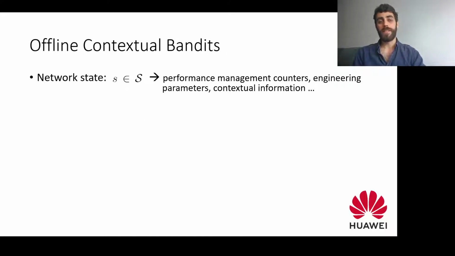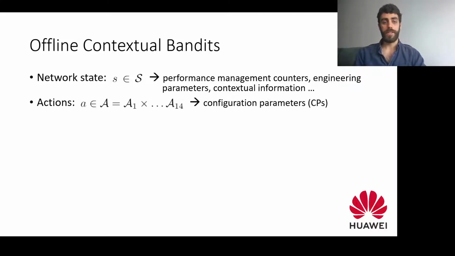So we formulate the problem as an offline contextual bandit. We are given a network state, and that's defined by a series of performance management counters, some engineering parameters, and some contextual information. And given that state, we need to select the action, which belongs to a 14-dimensional action space, one dimension for each of the configuration parameters that we're trying to optimize.